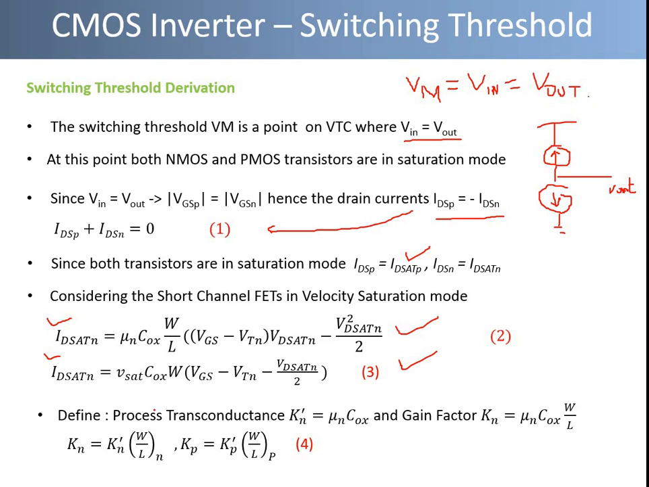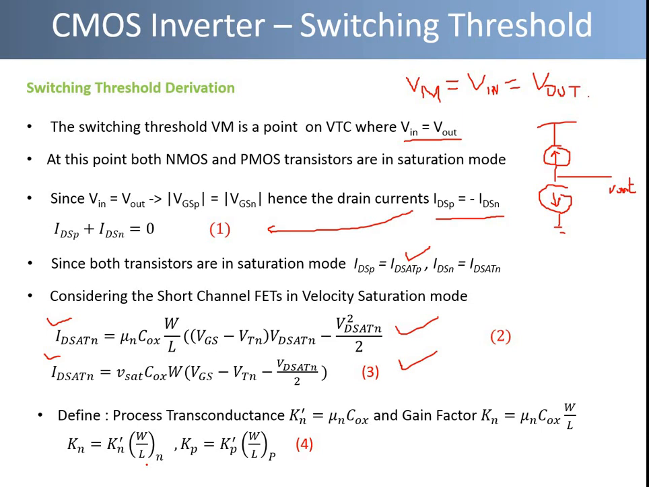From the basic theory of MOS transistors, we see that each transistor has some technological parameters. Among that, two important parameters are the process transconductance, which is the product of mobility and oxide capacitance, and denoted by K prime, where N is for NMOS and P is for PMOS. Similarly, the gain factor is another parameter which is equal to mu n COX W by L.